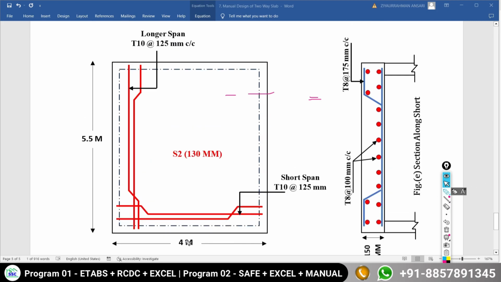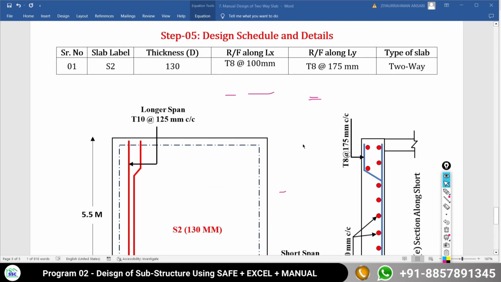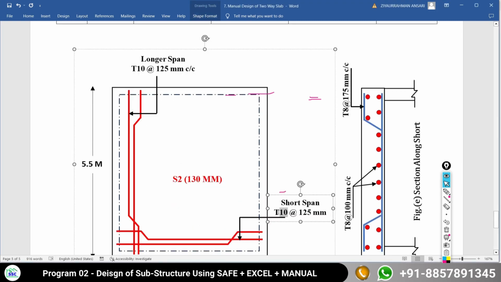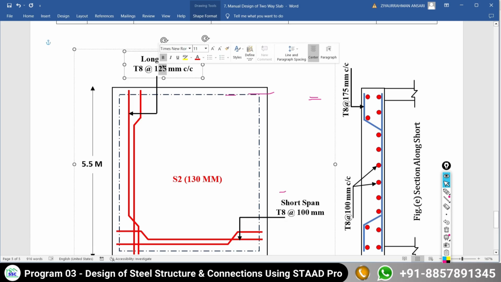Here along the shorter span, that is 4 meter, the reinforcement will be 8 mm dia at a spacing of 100 mm center to center, and along the longer span 8 mm dia at a spacing of 175 mm center to center.